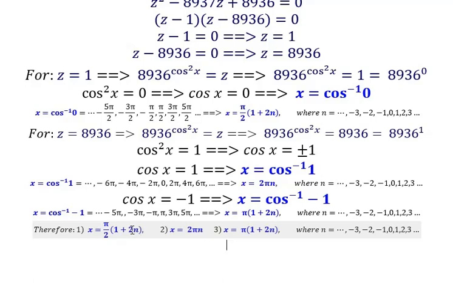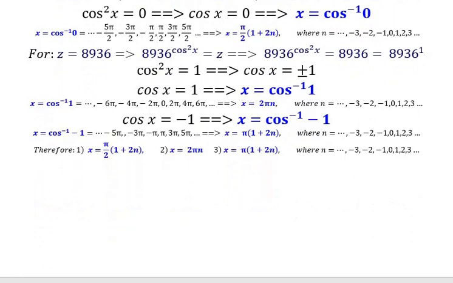So they can be written then x equals pi over 2 times 1 plus 2n. So when n is 0, it is pi over 2. When n is 1, it is 3 pi over 2, and so on. And x equals 2 pi n. When n is 0, it is 0. When n is 1, it is 2 pi, 4 pi, and so on. Or x equals pi times 1 plus 2n. When n is 0, it is pi. When n is 1, it is 3 pi, and so on.